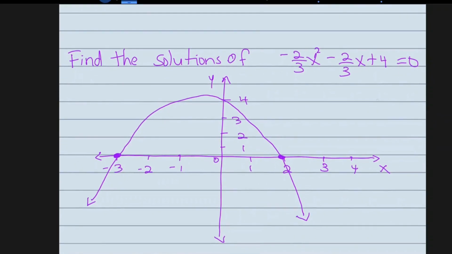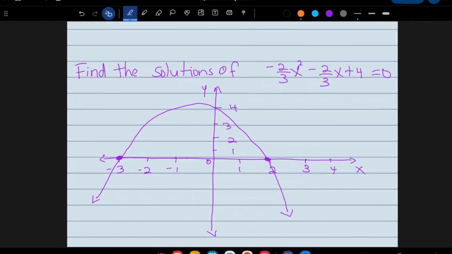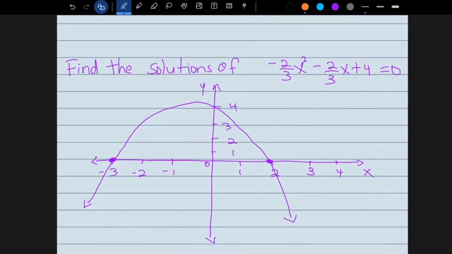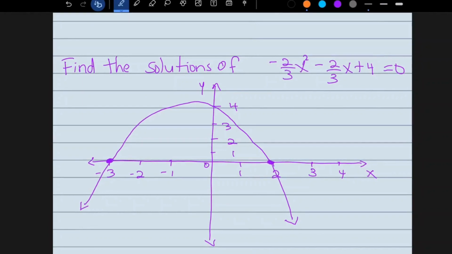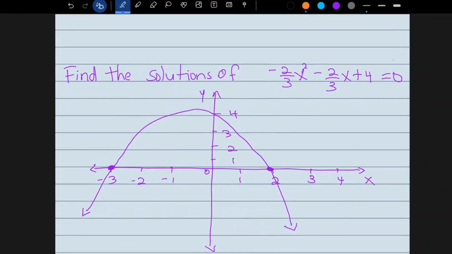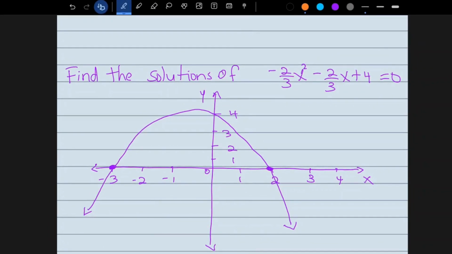So this first one, find the solutions of negative 2 on 3x squared, negative 2 on 3x plus 4 equals 0. Again, we can make y equals 0 because we need that value where y is equal to 0. So here we have the graph already plotted for us.